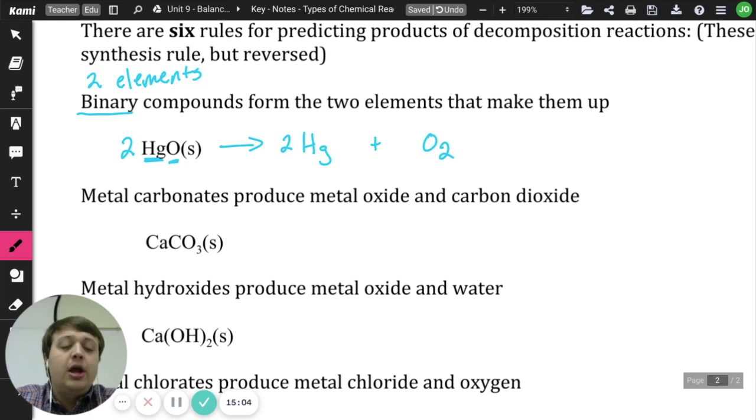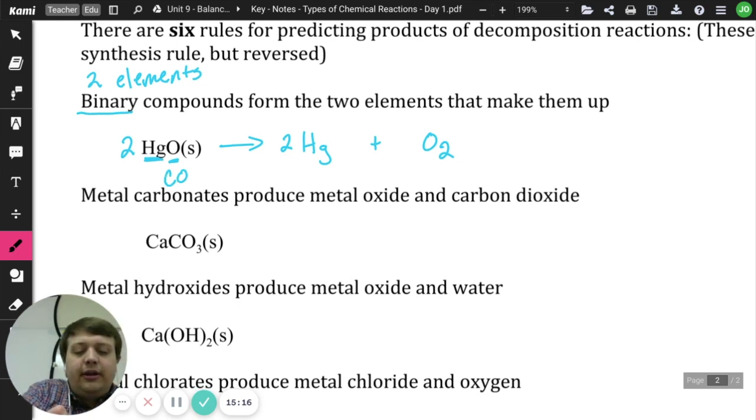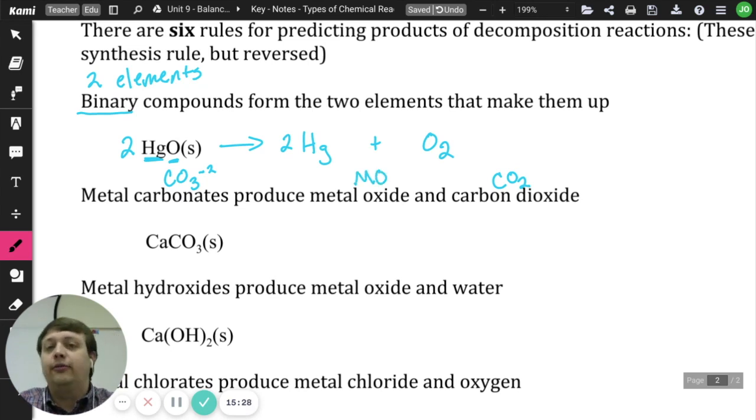All right, moving on. So next would be rule number 2, which says metal carbonates produce metal oxides and carbon dioxide. So remember, a carbonate is CO3. It's got a -2 charge. And they're going to produce metal oxides and carbon dioxide. So this metal oxide would be metal with an oxygen of some variety. Okay. Now this is actually going to be rule number 4, but in reverse for your synthesis.